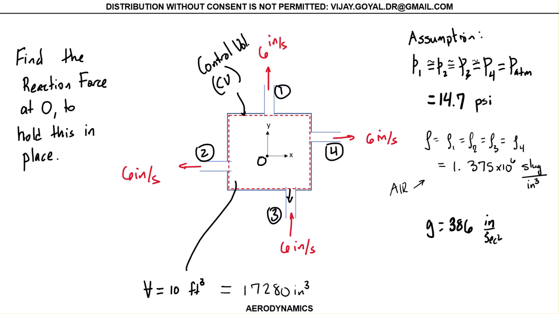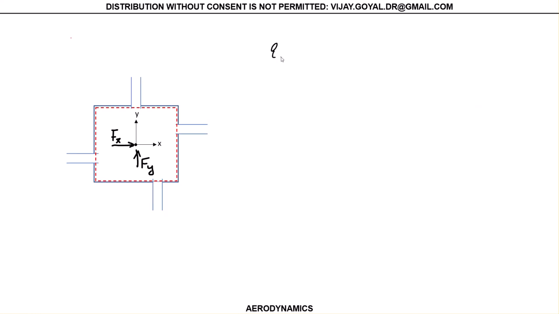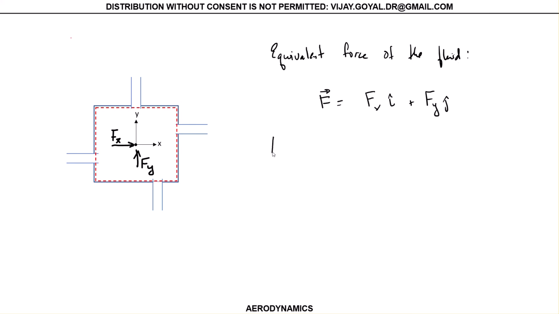So before we move on, let's understand what you're asked for in the problem. The problem is saying, give me the equivalent force of the fluid. We want to find the equivalent force of the fluid first. That's Fx i, Fy j. This is the total force of the fluid. But that's not what the problem is asking. You need to find the equivalent force of the fluid, but you're asked for mainly the reaction, the reaction to hold the tank.